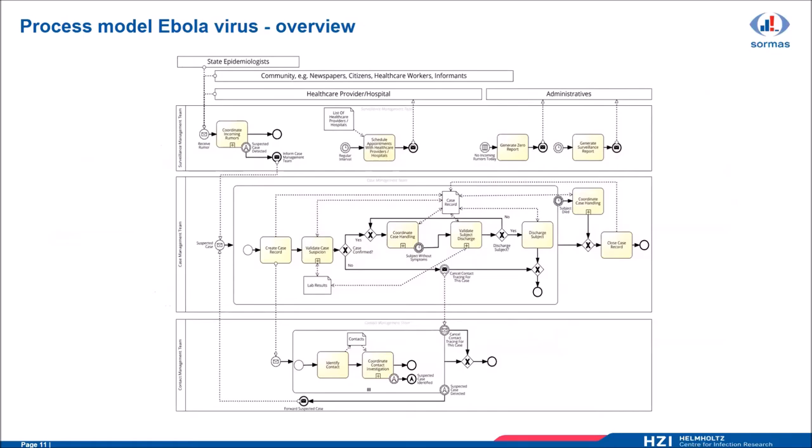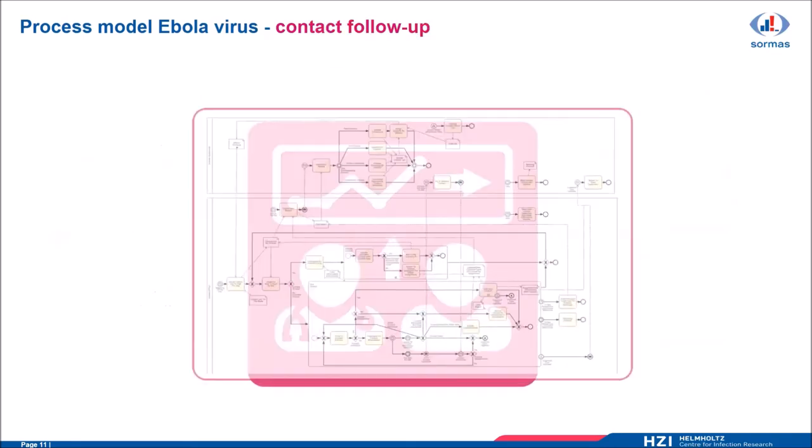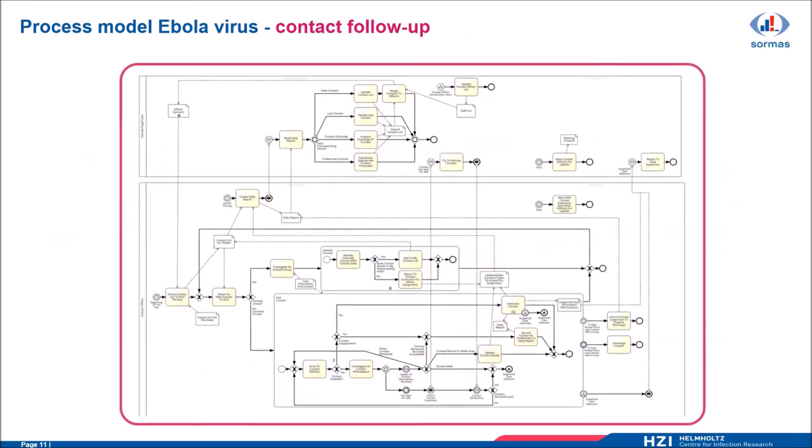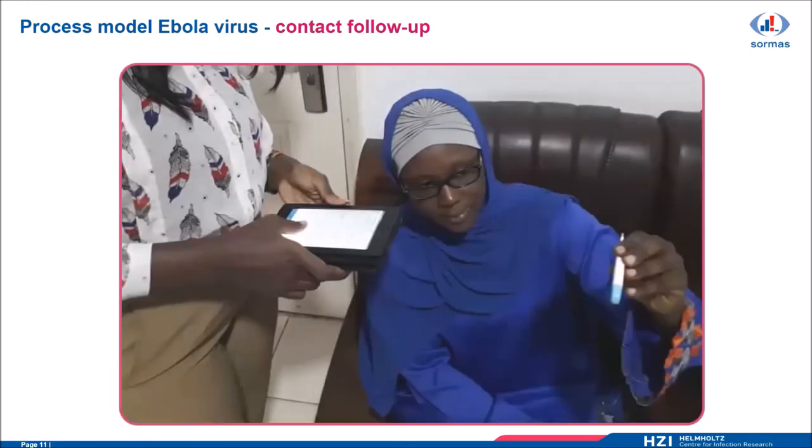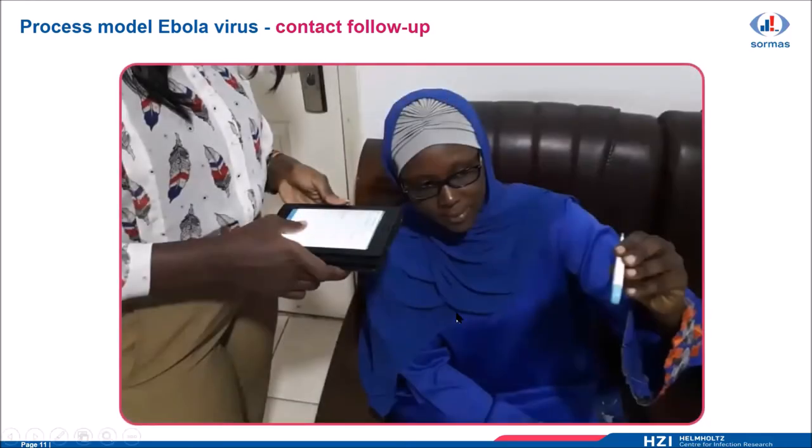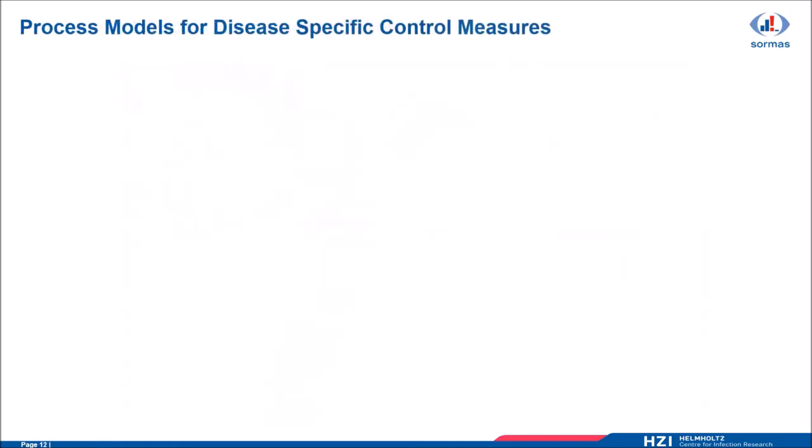And if you look at this as an example, below here you have the contact follow-up. And when you go into that process, you have a sub-process that tells exactly the different scenarios of what SORMAS is able to achieve. And this is all programmed into SORMAS by users and by disease. So this gives you an idea. This is an example of a contact follow-up officer who is doing a contact follow-up visit.